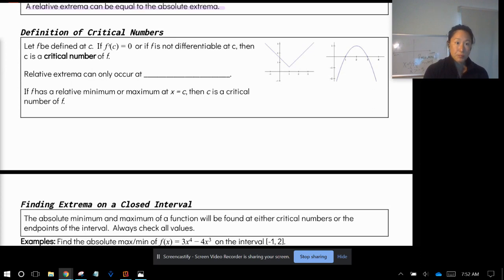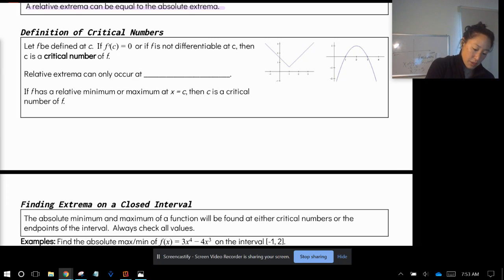So we're going to let f be defined at c. So it's just a value. If f prime of c, so f prime of a number, is equal to 0, so has a 0 slope on our function, or if the function is not differentiable at c, so a sharp turn, a jump, something undefined, then c is a critical number. So critical numbers come from zeros of your derivative and things that make your derivative undefined.